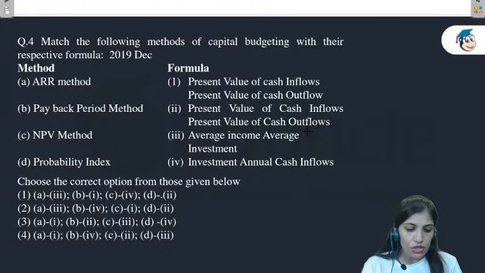Now coming to question number 4. Here, match the following methods of capital budgeting with their respective formula.